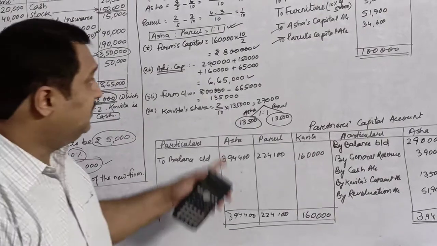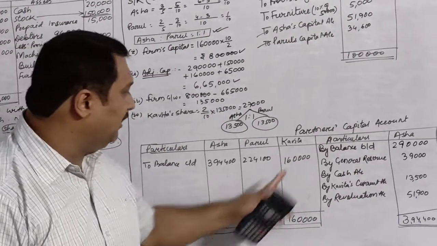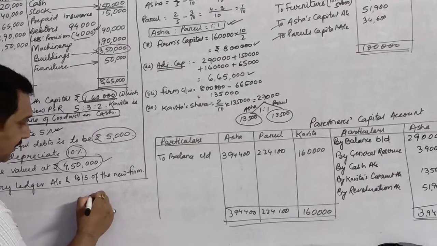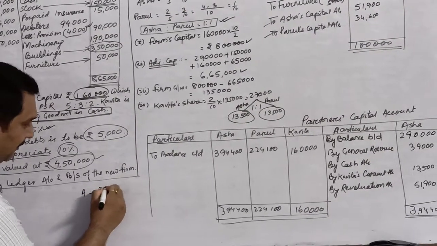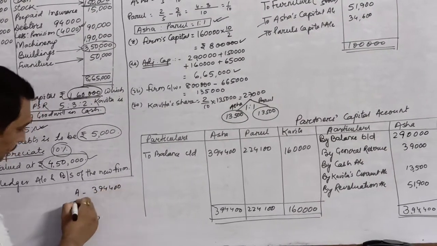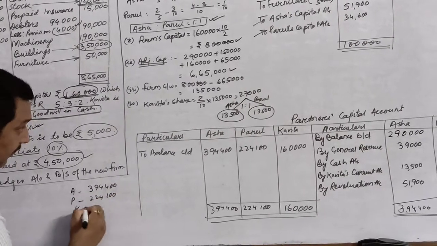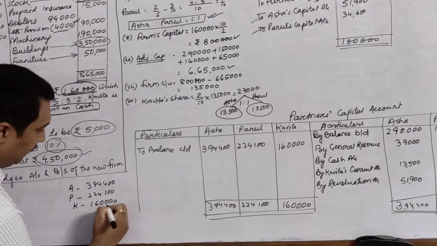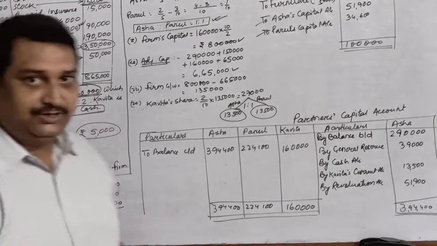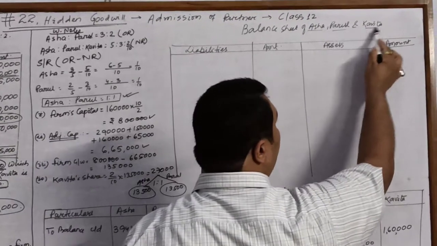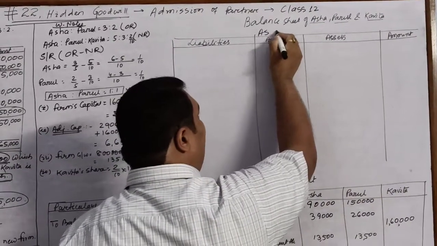In the balance sheet, we will need only the capital account of these three. So I will just write their capital balances so that I can use it while preparing the balance sheet. Asha, Parul, and Kavita. It is 1,60,000. Now we'll prepare the balance sheet. This is the format of the balance sheet of Asha, Parul, and Kavita as at.